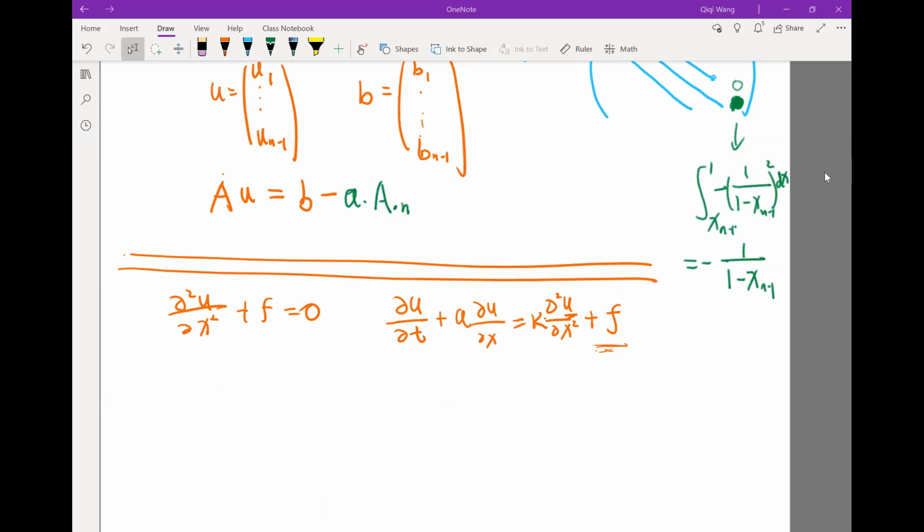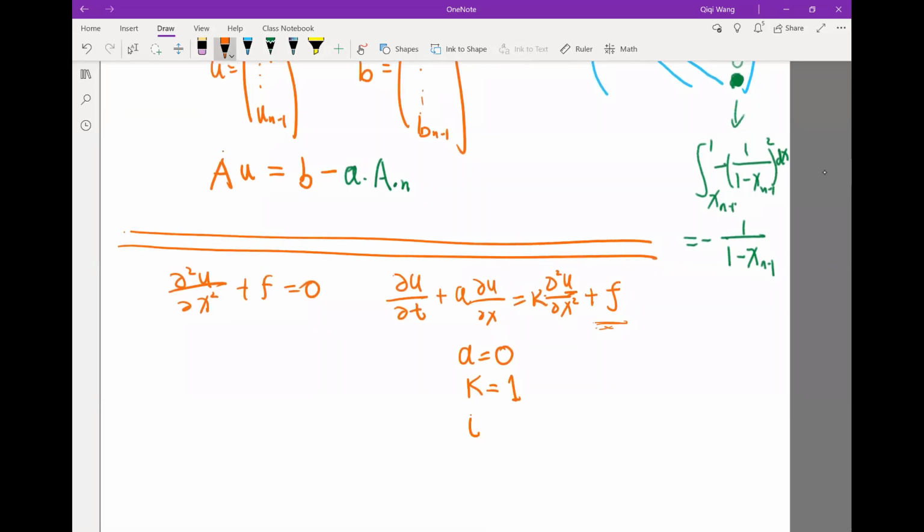Okay, so now let's consider the case a equal to 0. So there is no bulk movement of the solution. Kappa equal to 1, so that the diffusion essentially dominates. And t goes to infinity. So what happens when t goes to infinity? Remember, we have been solving these equations, right? As t goes to infinity, everything diffuses away, so the solution u goes to steady state as time advances to infinity, no matter what initial condition we have.